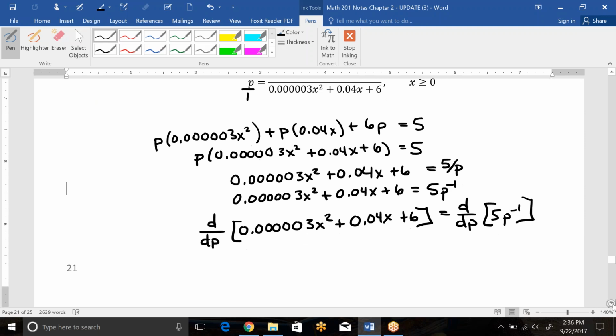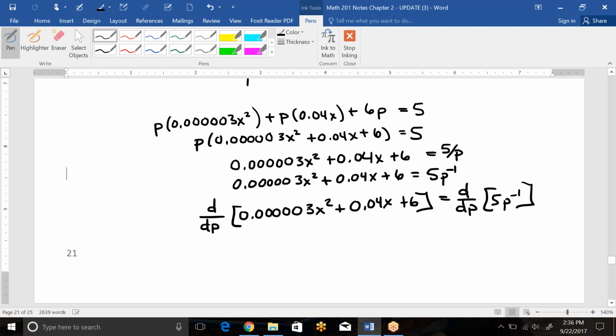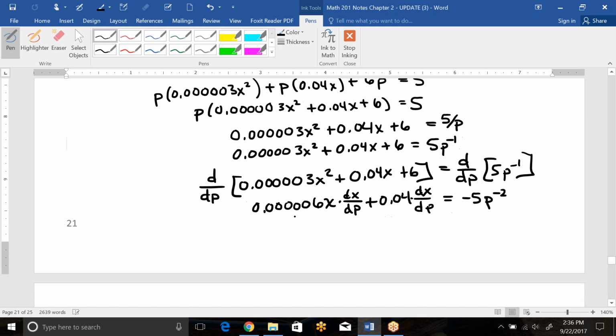Okay, so on the first term, we'll get 2 times the 0.000003, which is going to be all those zeros still, but a 6 now, and x to the first, but because it's the wrong variable, since we're doing with respect to p, we have to tack on that dx dp, plus 0.04 dx dp, and then 6 goes away, so we don't need anything for that. This one, we'll pull the -1 to the front, so that'd be -5, and then it becomes p to the -2, and we don't need to do anything with that because that is p.